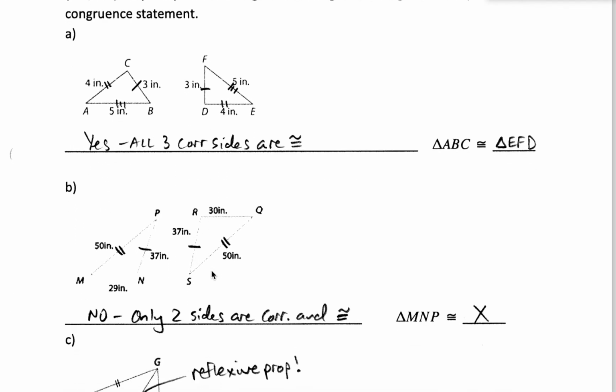In this next example, we got 2 side lengths that are both 50 and 2 side lengths that are both 37 inches. But that 3rd side length is slightly off, so these 2 triangles are not exactly the same size. They are not congruent. Only 2 out of the 3 sides were corresponding and congruent, so do not complete the congruency statement.